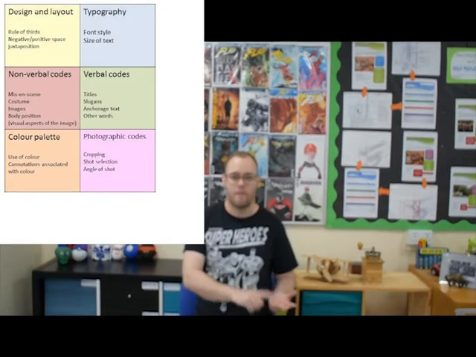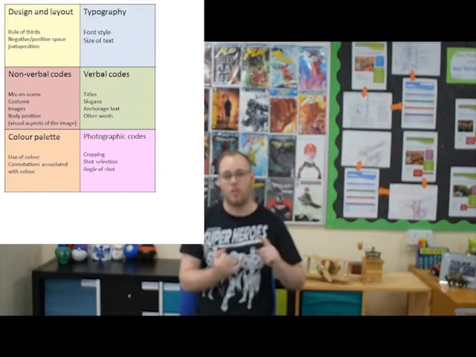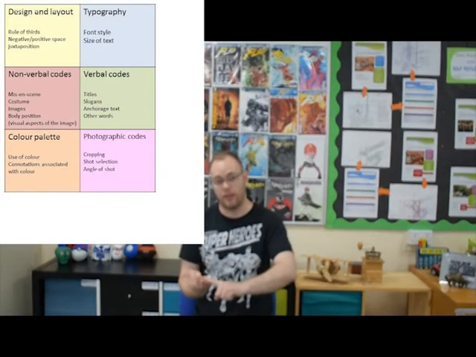Okay, so that concludes our semiotic analysis of magazine covers. I really hope that you found it quite useful, and I would recommend that you practice this on unseen magazine covers. Get onto Google, type in magazine cover, and just have a go. Just start to denote what you can see, and then look at the connotations of what that could mean. In order to make sure that you don't miss anything, it is always worth going through those 6 different stages: design and layout, typography, verbal codes, non-verbal codes, the colour palette, and the photographic codes.